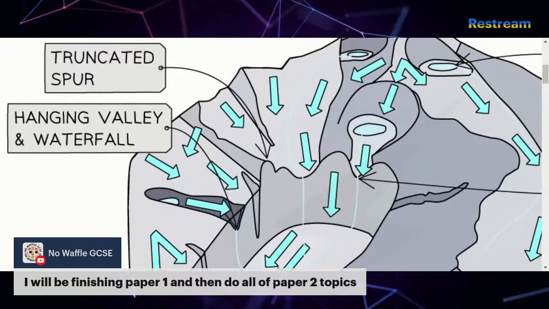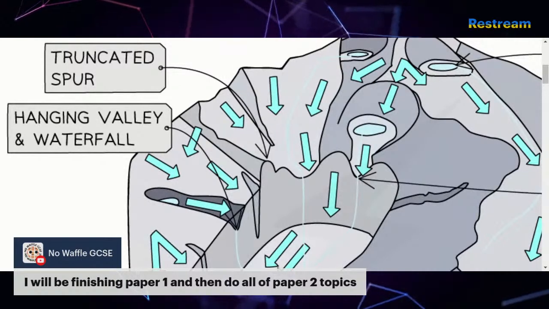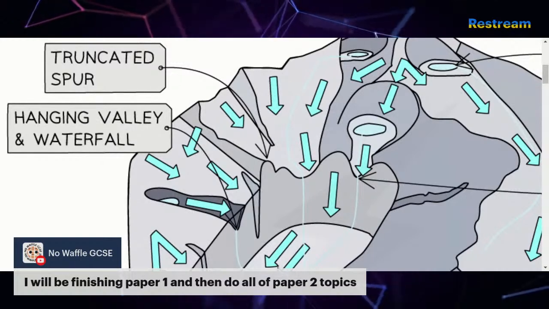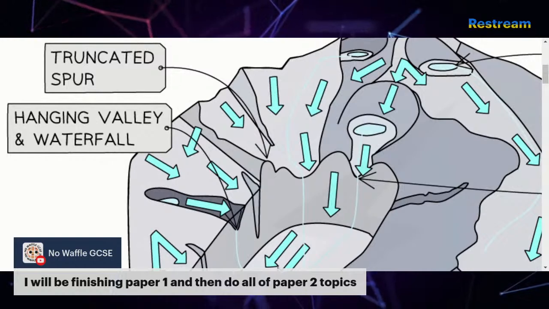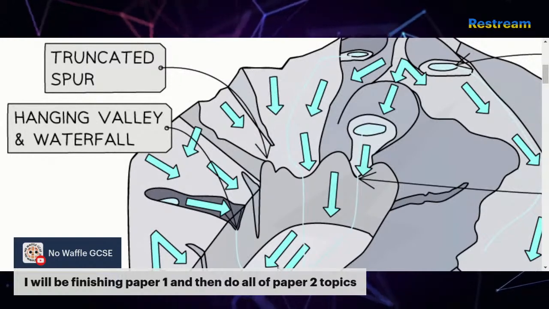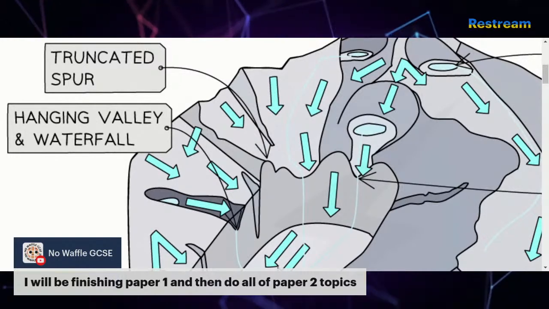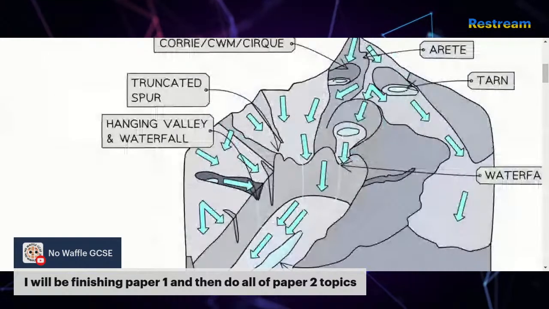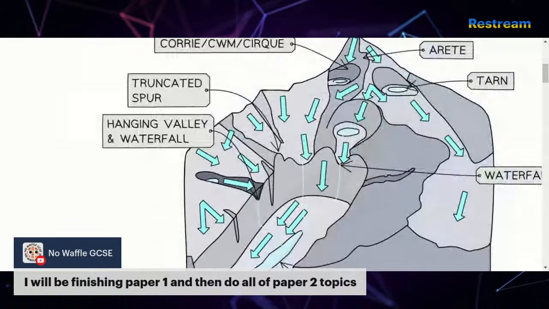So what happens is a truncated spur is similar to that. So you have this bit of cliff that sticks out, and what happens is the glacier moves at a really fast rate and chops it off as it goes past. It then cuts it and makes this quite noticeable part here. So this is why it's called a truncated spur. So that's what a truncated spur is.